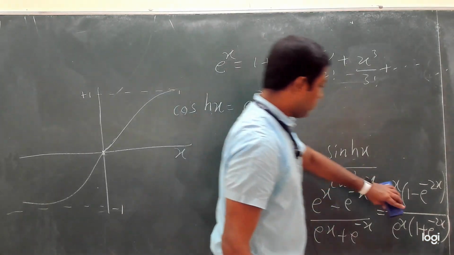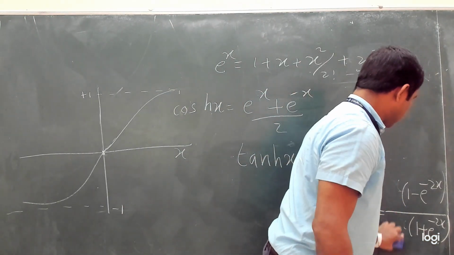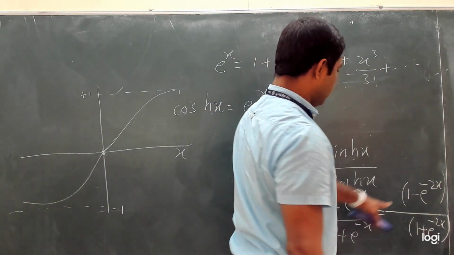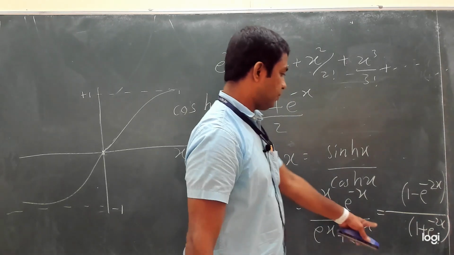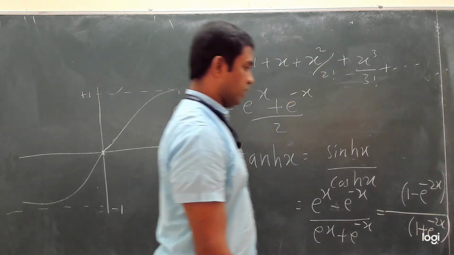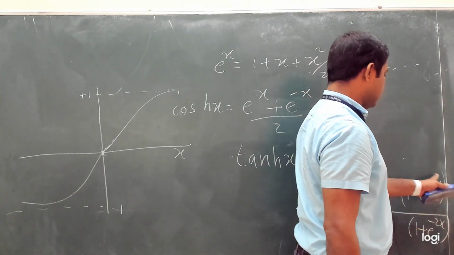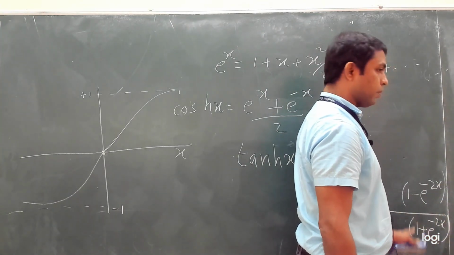So, this e power x cancels out, okay, even though we have not done any limit or anything. So, this is basically equal to (1 minus e power minus 2x) by (1 plus e power minus 2x). So, as x tends to infinity, you can see that this goes to 0 and this goes to 0, so 1 by 1, which is 1.